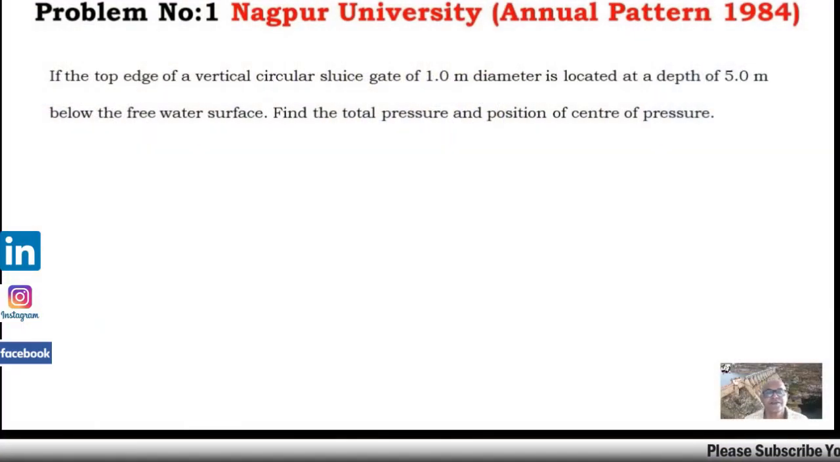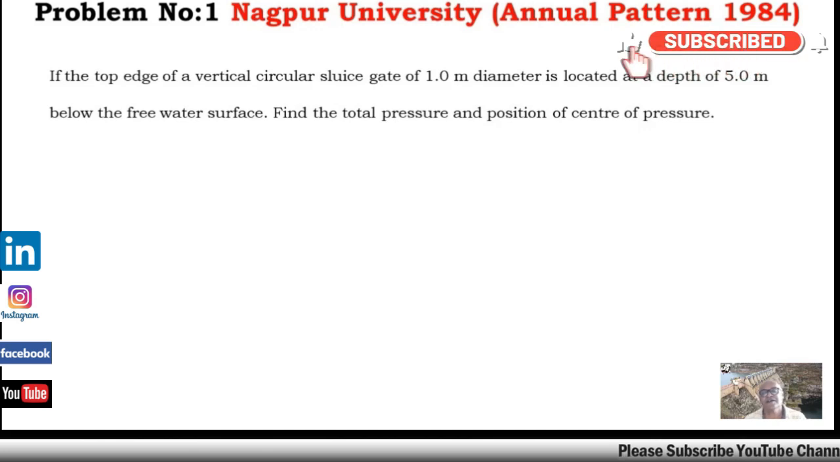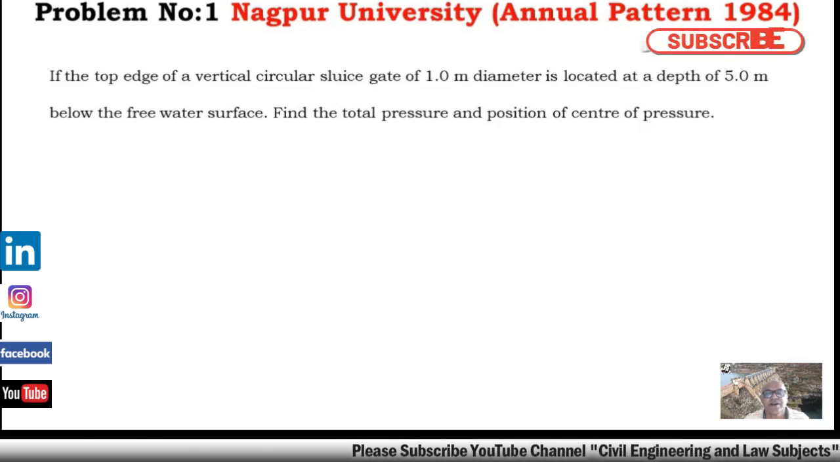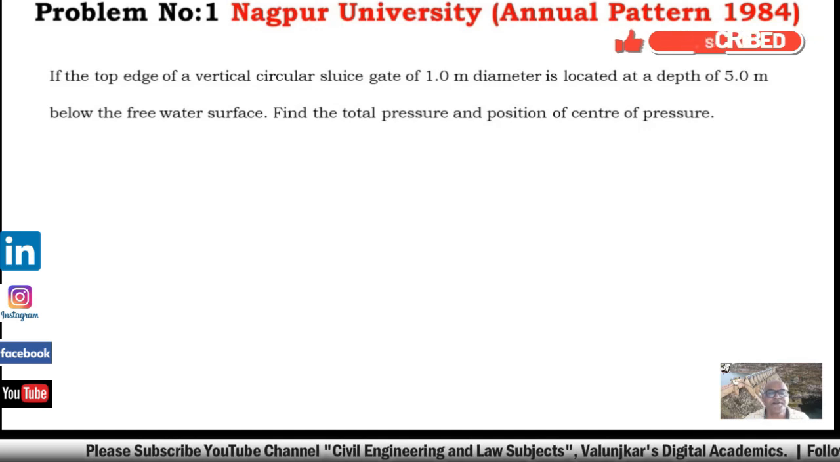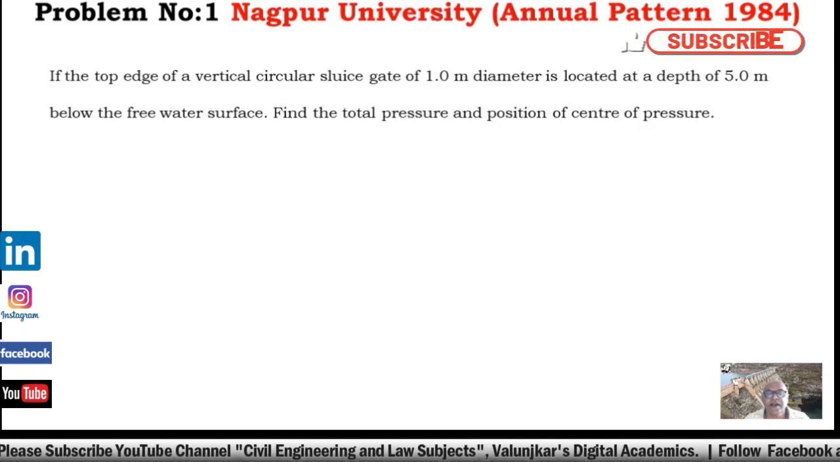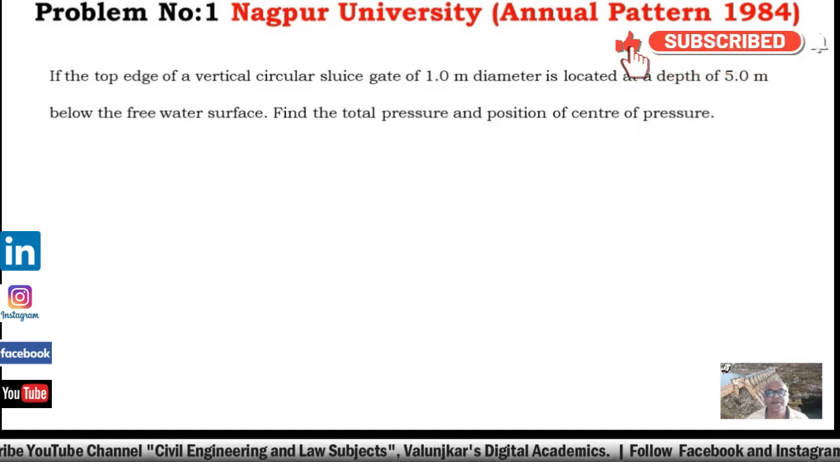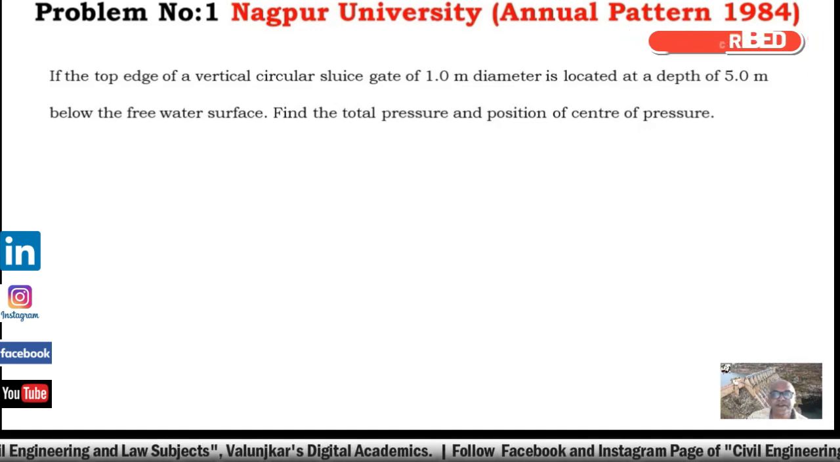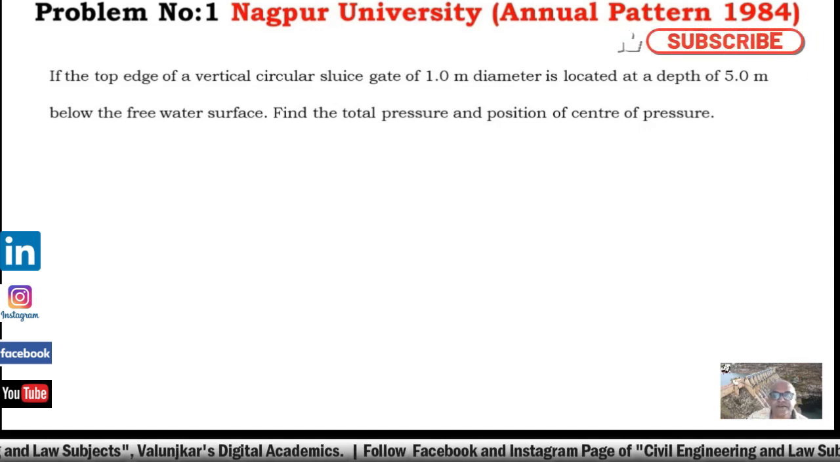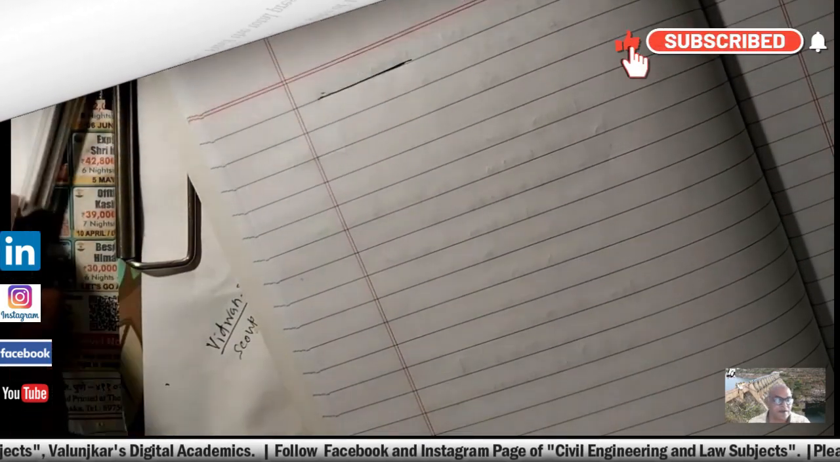So let us begin with problem number 1, asked in the university examination long back in 1984. If the top edge of the vertical circular sluice gate of 1 meter diameter is located at a depth of 5 meter below the free water surface, find the total pressure and the position of center of pressure. Very straightforward question which was asked in the university examination. Now we'll see its solution.